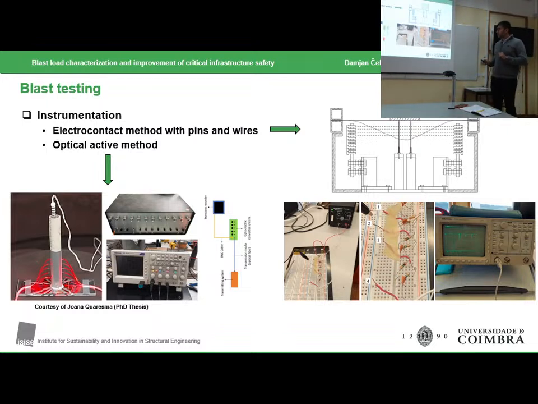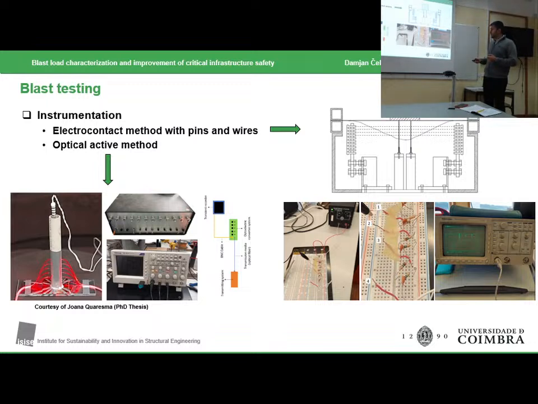This technology, we plan to adapt to this setup by also passing the optic fibers. So instead of passing optic fibers through the explosive mixture, we will place our optic fibers in parallel to the wires. So we will be able to validate the optical method with electrocontact and electrocontact with optic.